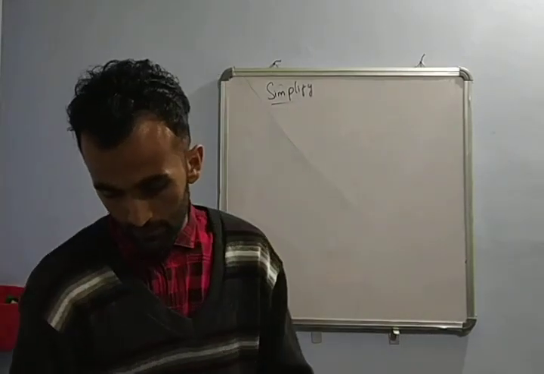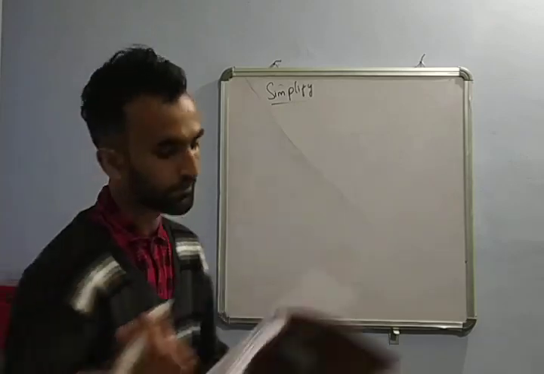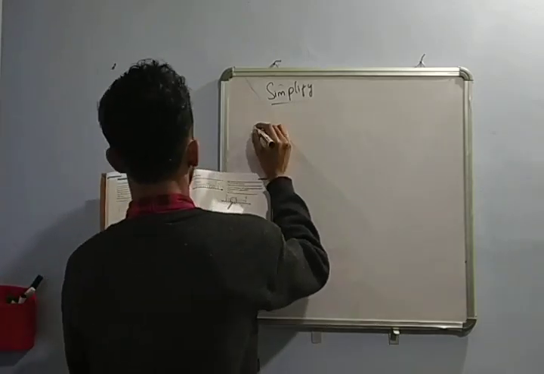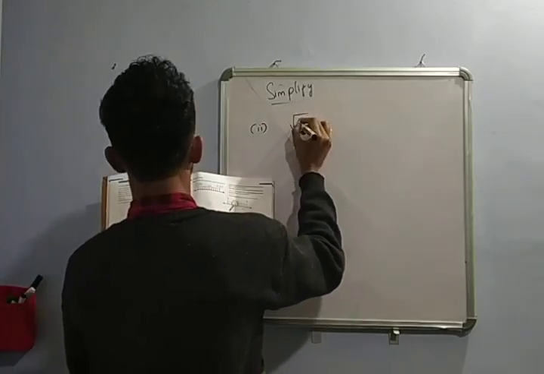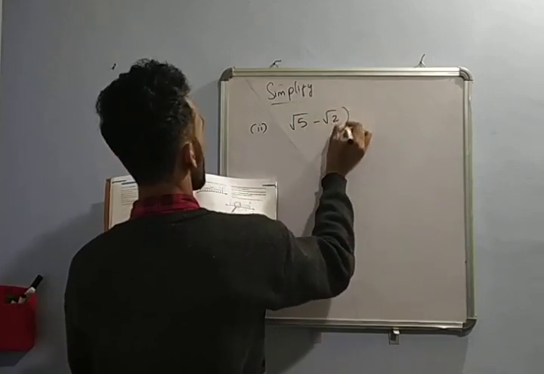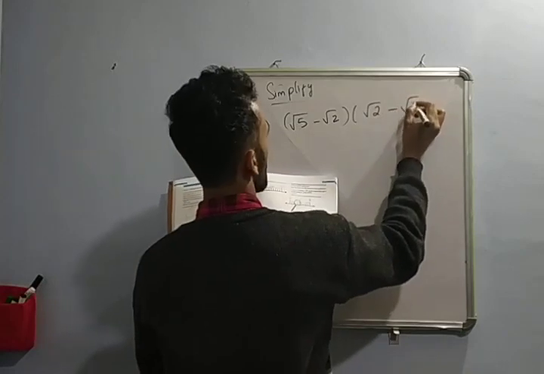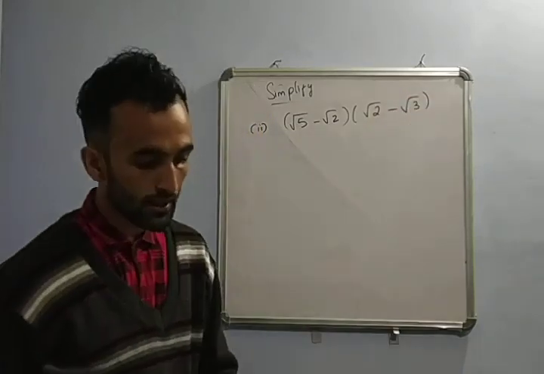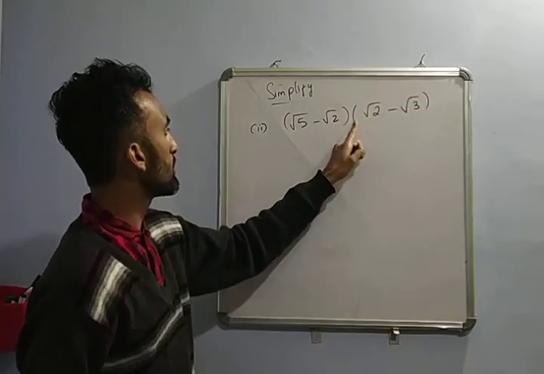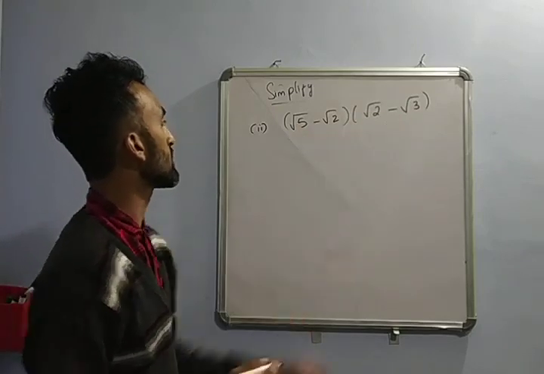Next, sub number 2. Sub number 2 is root 5 minus root 2 into root 2 minus root 3. Remember, we are doing simplification. So whatever sign we come across, we have to see accordingly. If nothing is there, there's a multiplication sign between these two, so I have to multiply these two.